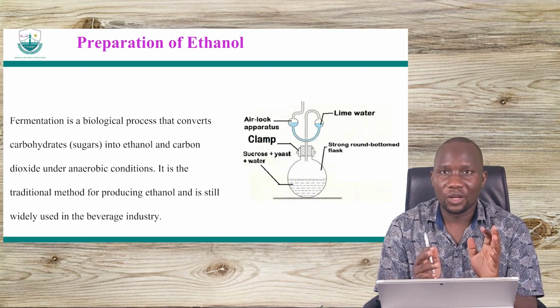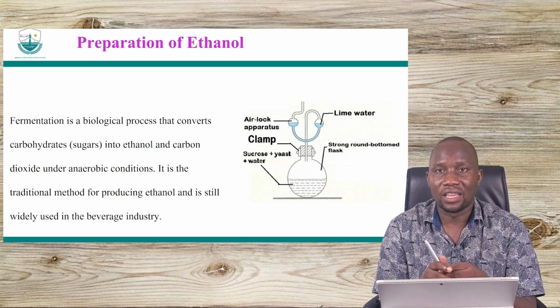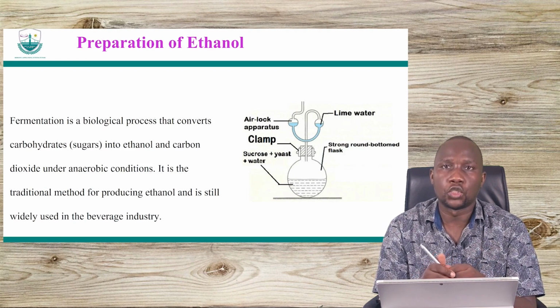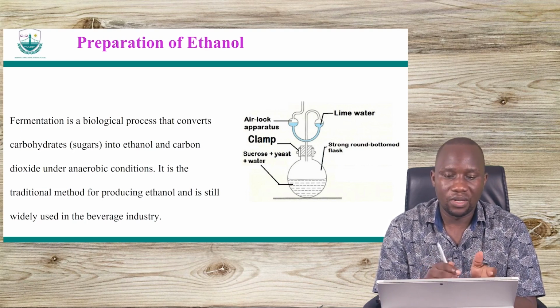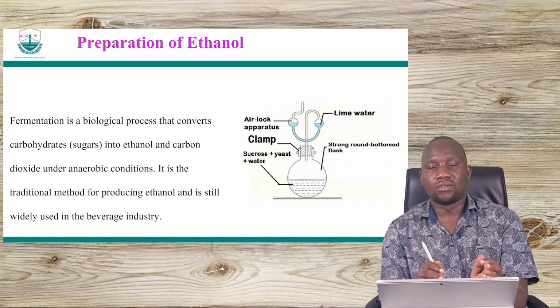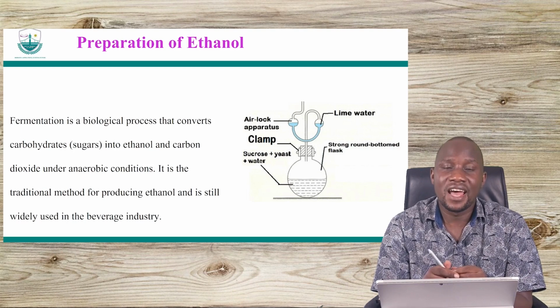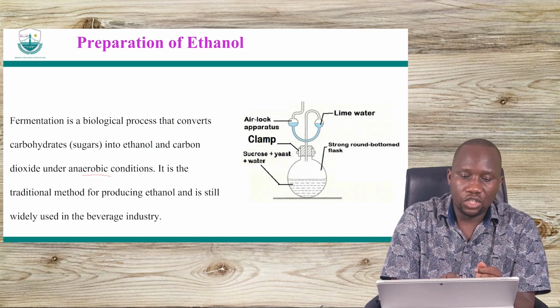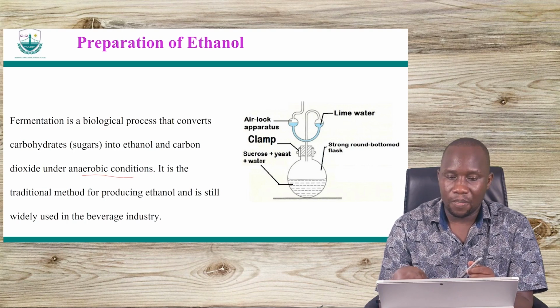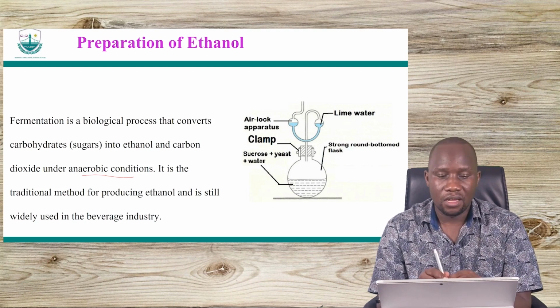Now, the other way we make alcohol, which you can do even at home or at industrial level, is what we call fermentation. With fermentation, the carbohydrates or starch or the sugars are converted into ethanol and carbon dioxide under anaerobic conditions. What that means is that where there is no sufficient oxygen.